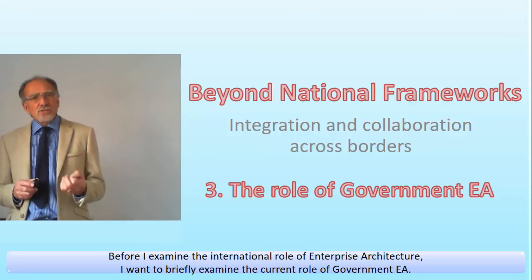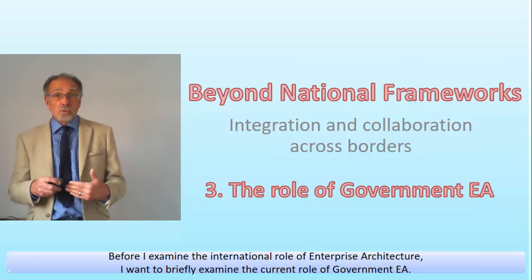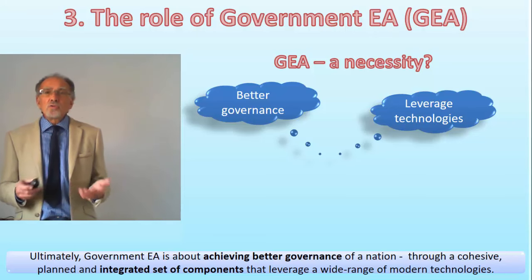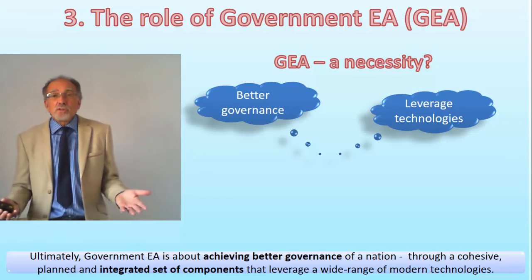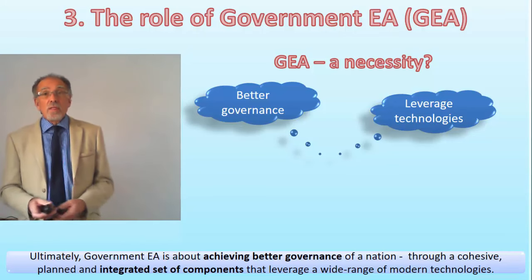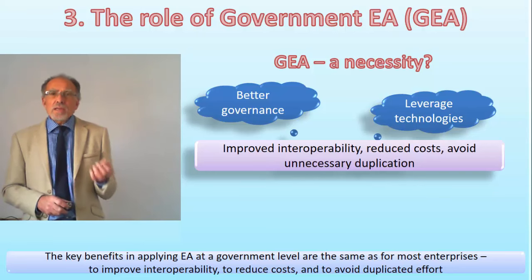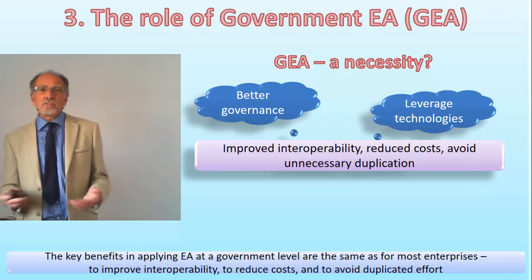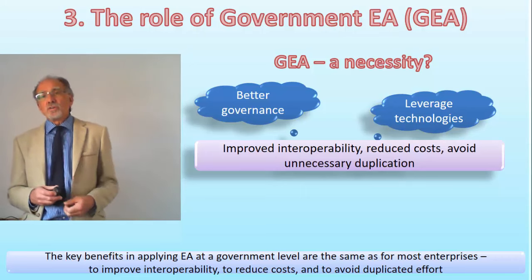Before I examine the international role of enterprise architecture, I want to briefly examine the current role of government enterprise architecture. Ultimately, government enterprise architecture is about achieving better governance of a nation through a cohesive, planned and integrated set of components that leverage a wide range of modern technologies. The key benefits in applying enterprise architecture at a government level are the same as for most enterprises: to improve interoperability, to reduce costs, and to avoid duplicated effort.